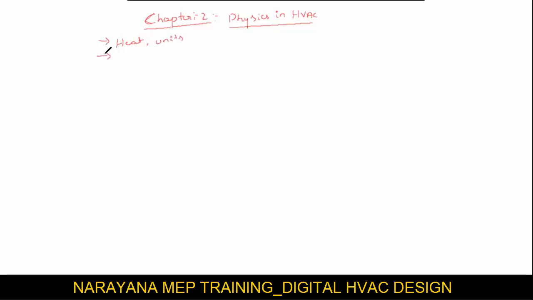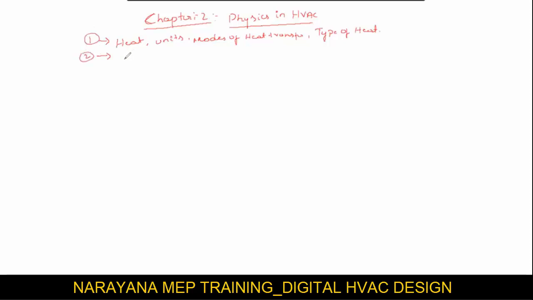And what else will we discuss? We will discuss temperature, BTU, and meter units. Then modes of heat transfer, and types of heat. For example, we have sensible heat and latent heat. All those things we will discuss. This is one concept, and it is very important.